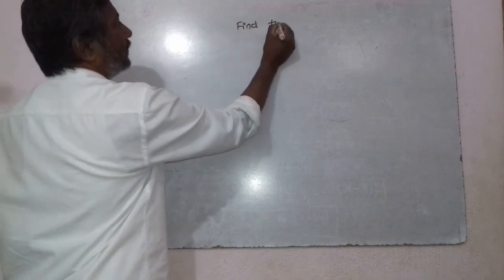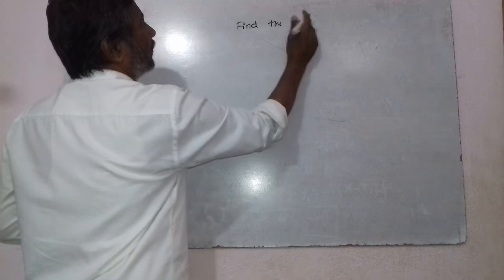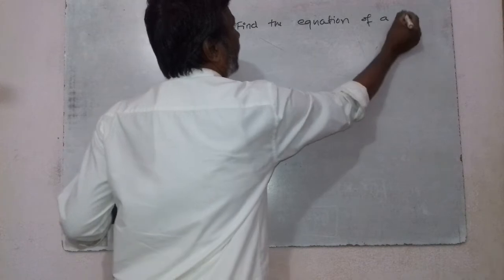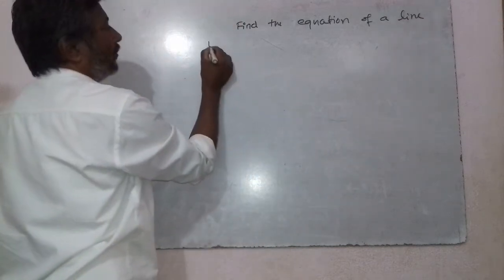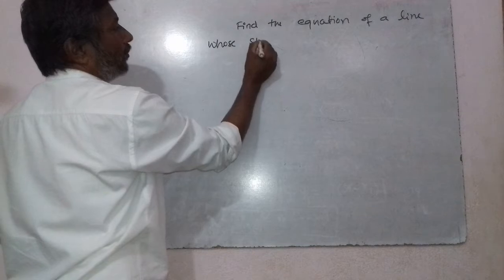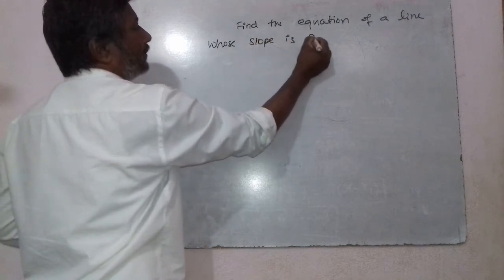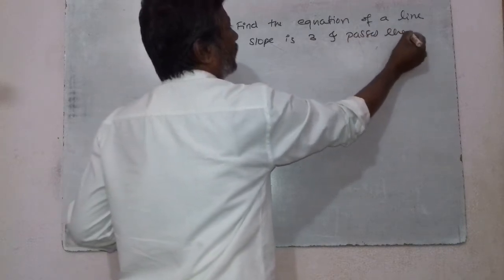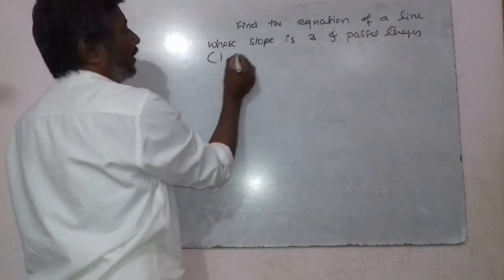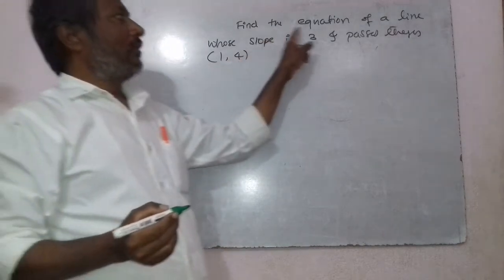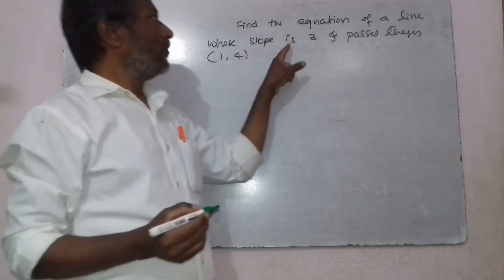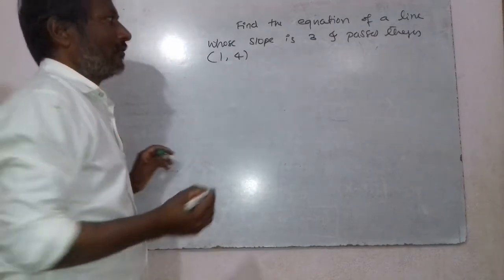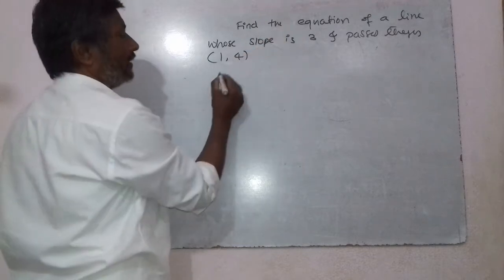Find the equation of a line whose slope is 3 and passes through 1 comma 4. So you have to find the equation of the line whose slope is 3 and this line passes through 1 comma 4. So therefore write the given things here.